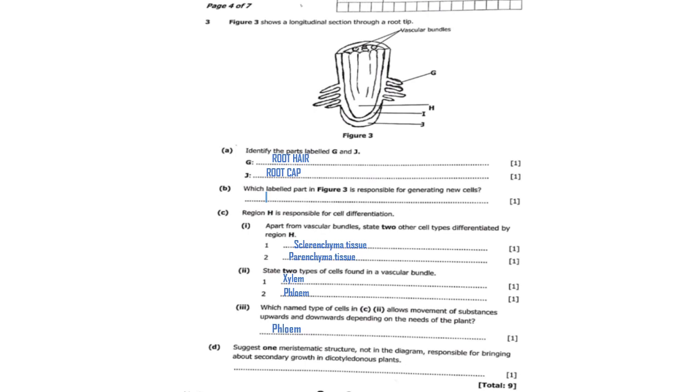D. Suggest one meristematic structure not in the diagram responsible for bringing about secondary growth in dicotyledonous plants. So here, that's the cambium.